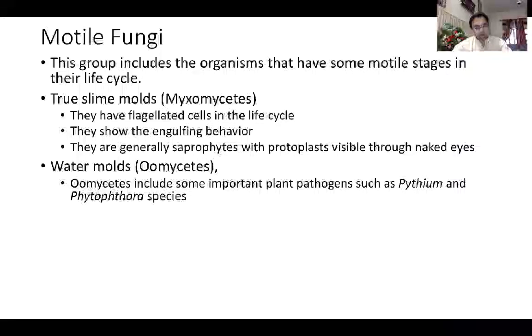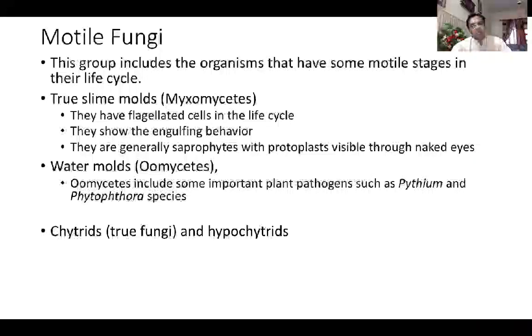Another group of motile organisms are known as Oomycetes. Oomycetes include some important plant pathogens such as Pythium and Phytophthora species. Then another important group, for example, chytrids. Chytrids are the true fungi and hyphochytrids.